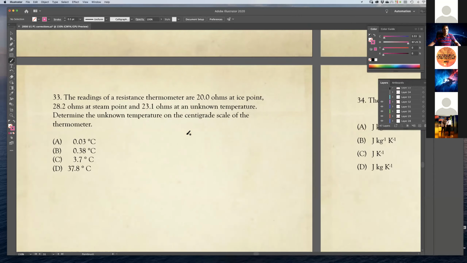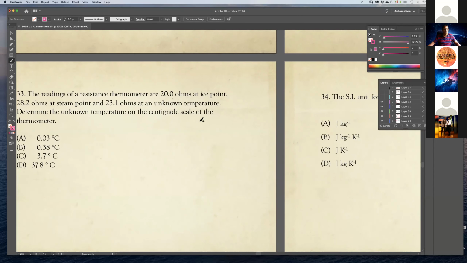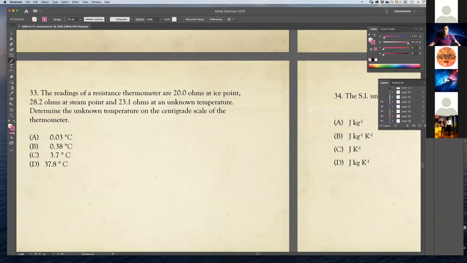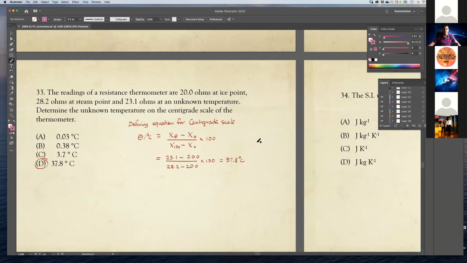All right. Again, this one is pretty basic. This is the answer written up already. We have to know the defining equation for the centigrade scale. Once you know it, you substitute these three values and solve. So it's pretty straightforward. Do you want me to hold this here for a second, or are you okay with this? Yes, I'll hold it there for a second. Sure. This is an equation you have to know. This is called the defining equation for the centigrade scale.